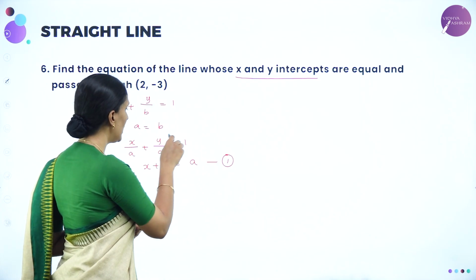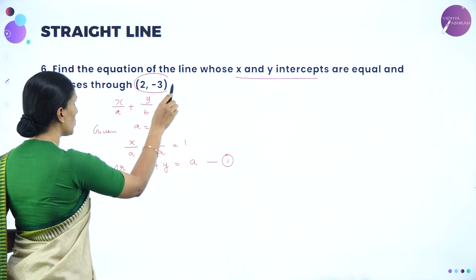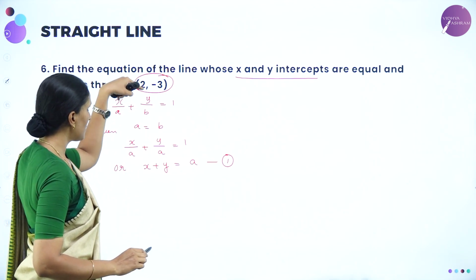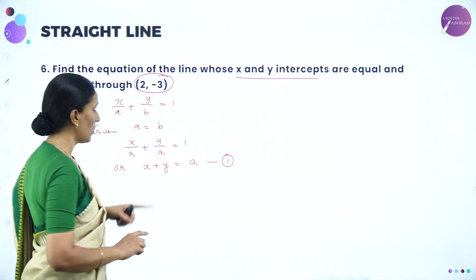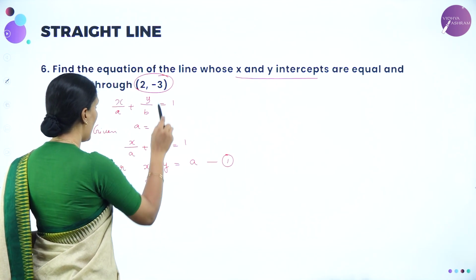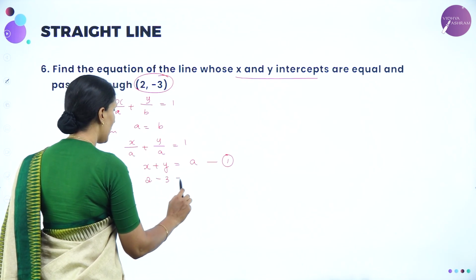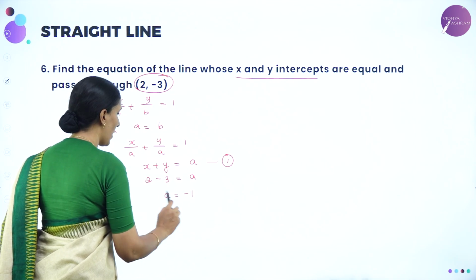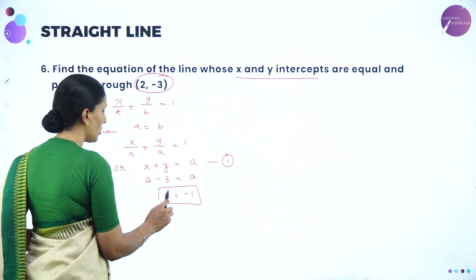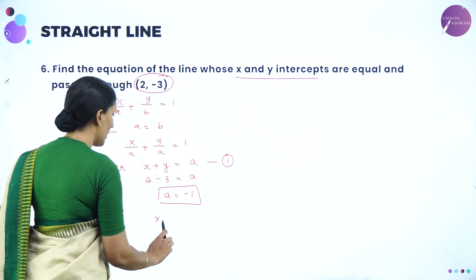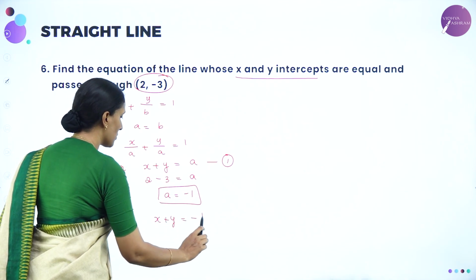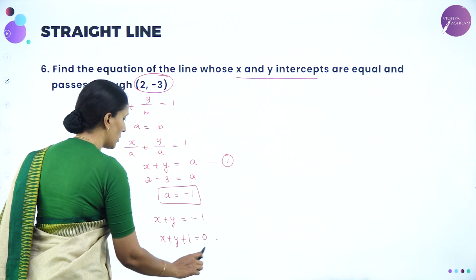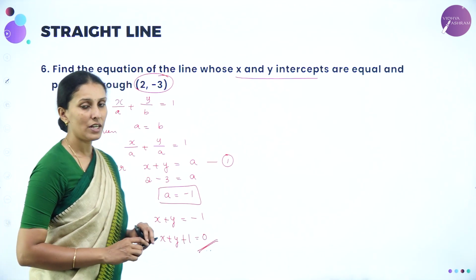Also they have given this line is passing through 2, minus 3. If a line is passing through this point, then this point should satisfy the equation. So where x is equal to 2 and y is equal to minus 3, we have a. So 2 minus 3 is equal to a, so we get a is equal to minus 1. Let us substitute the value of a here. Then we have x plus y is equal to minus 1, or x plus y plus 1 is equal to 0. So this is the required equation of a straight line.